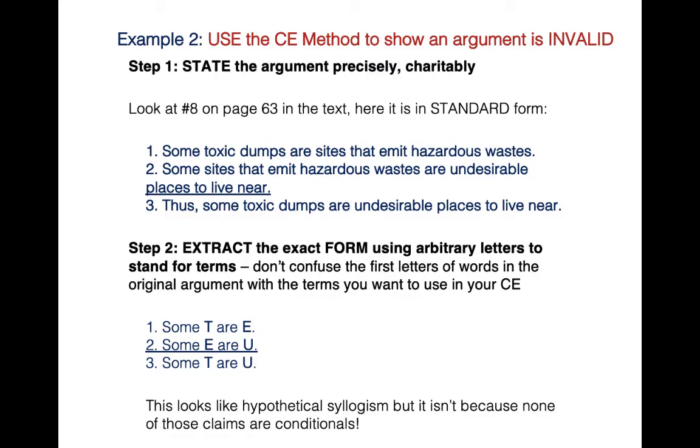Okay, here is another example of an application of the counterexample method. Look at number 8 on page 63 in the text. Here is the argument in standard form. Some toxic dumps are sites that emit hazardous wastes. Some sites that emit hazardous wastes are undesirable places to live near. Thus, some toxic dumps are undesirable places to live near.